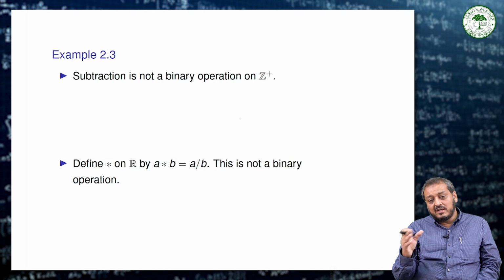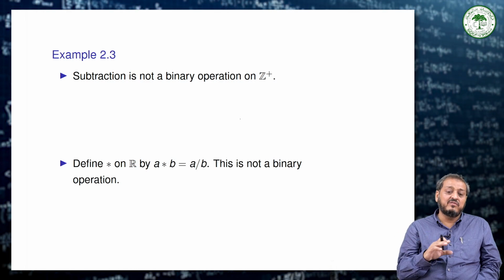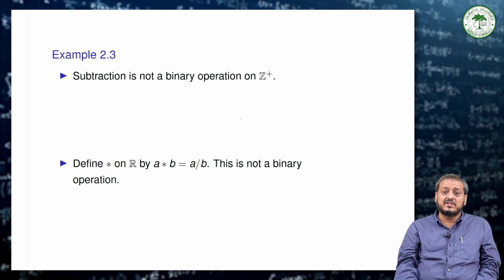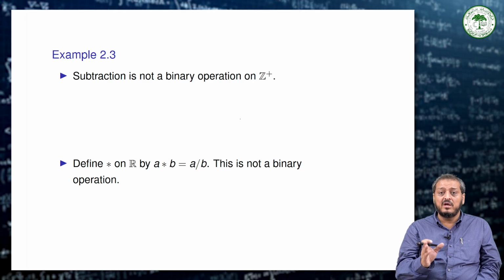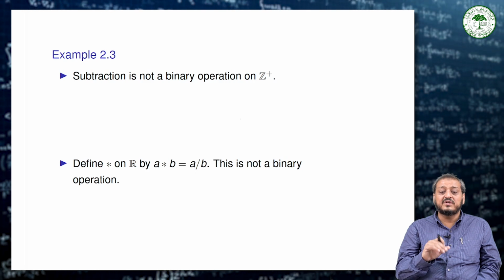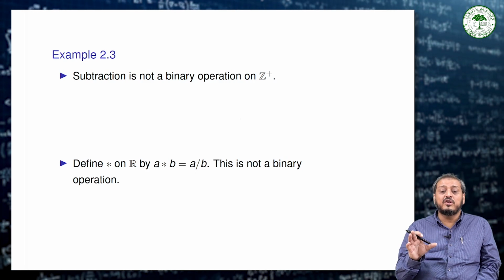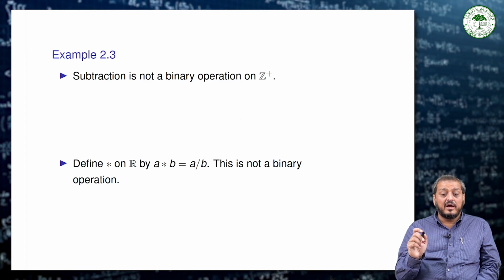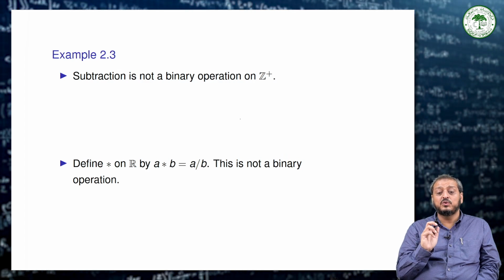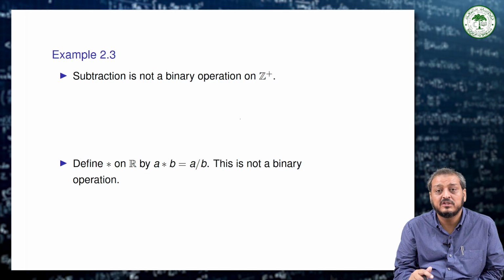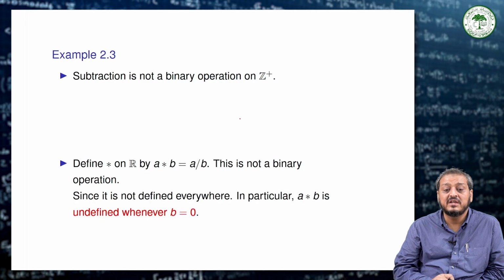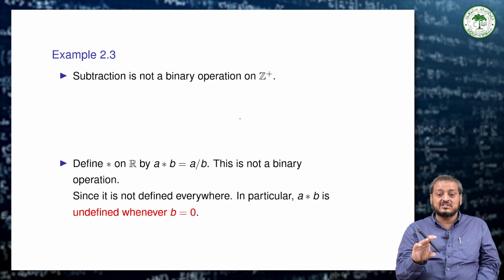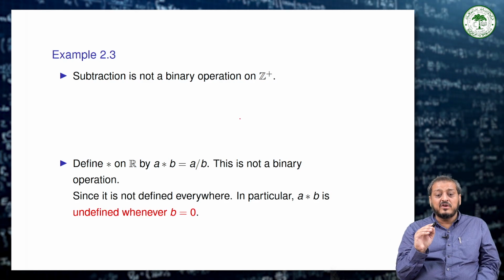Let us try another example. We define star on the set of real numbers in such a way that A star B is equal to A divided by B, and this operation is again not a binary operation. It is not a binary operation because if we take B equal to 0, the composition is not well defined. So we can say simply that it is defined everywhere except at B equal to 0.